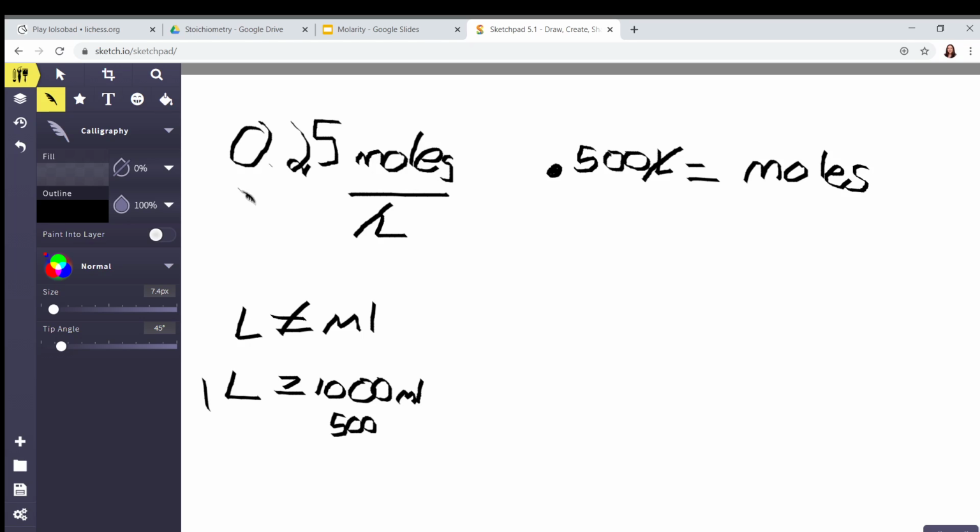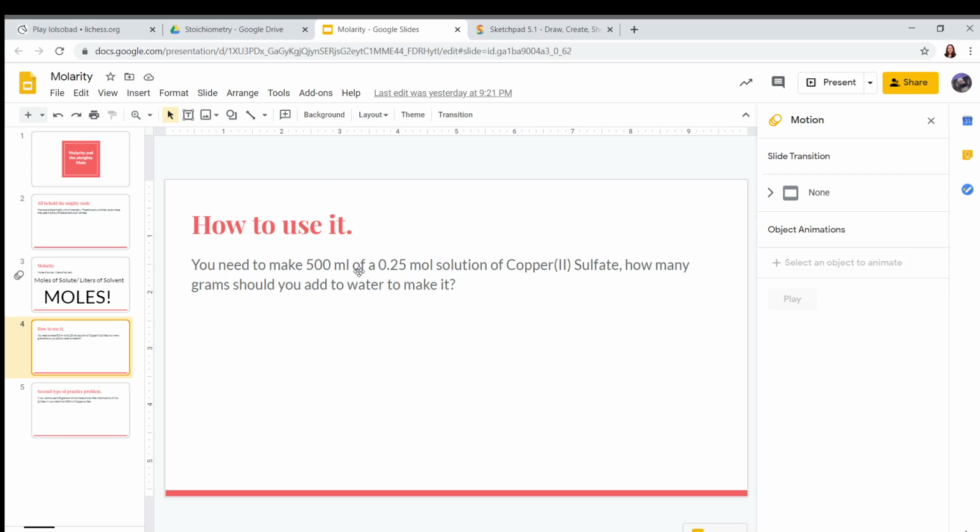So here we have 0.25 molar times 0.500, which means that in total we're going to have 0.125 moles. So we're looking for moles, and we have moles. Now we go back to our question. We see, well, it's not asking for moles. It's asking for grams.